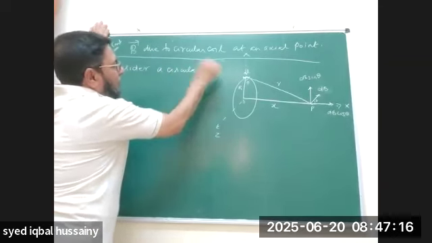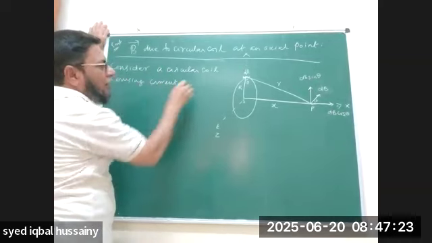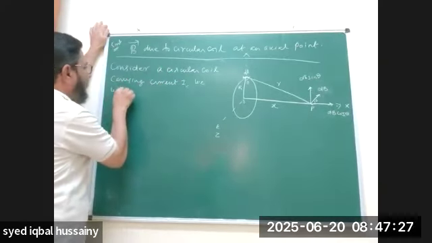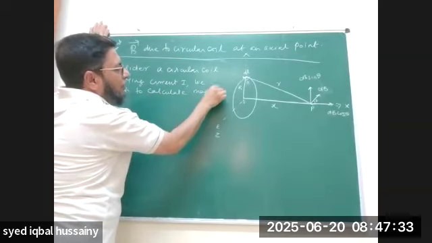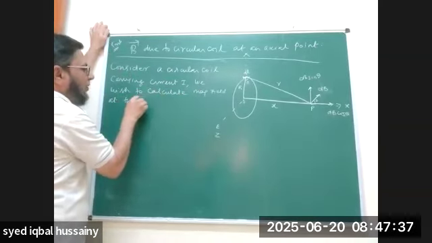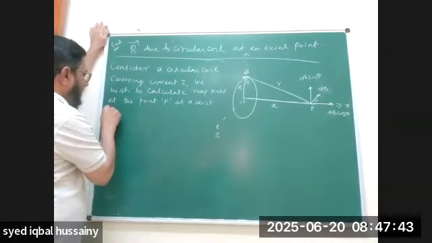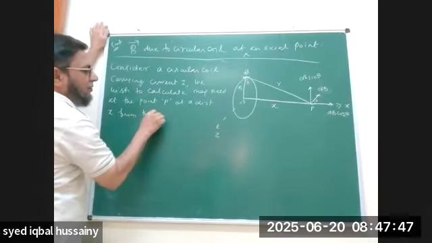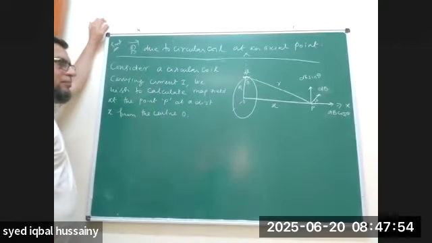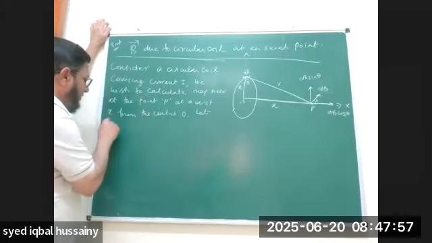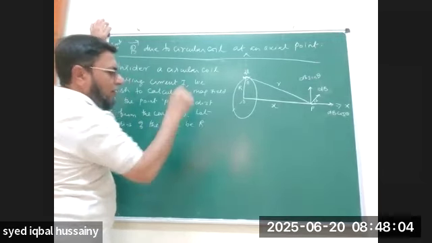Consider a circular coil carrying a current. We wish to calculate the magnetic field at the point P. Let us take a point at a distance x from the center. Let the radius of the coil be capital R.